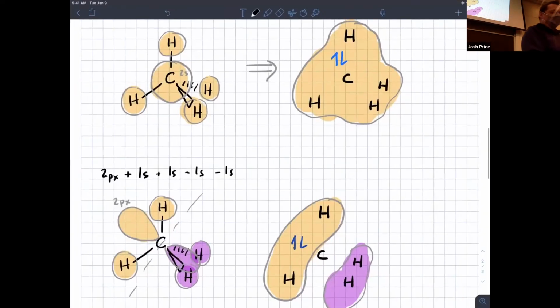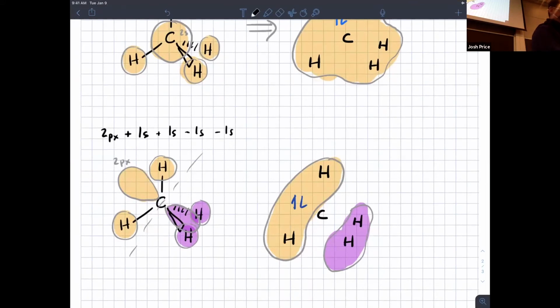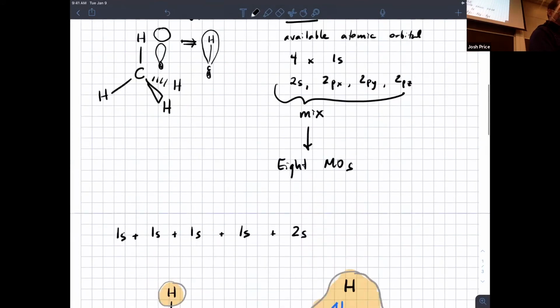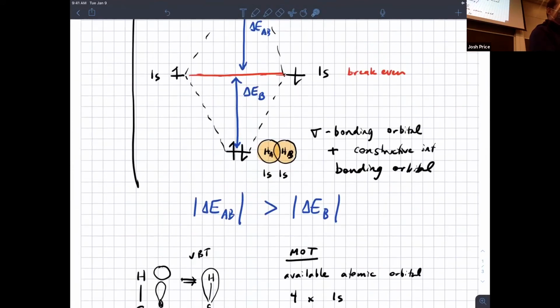Okay. When I say in phase, I mean you bring two wave functions together and add them. That's like bringing the 1s orbital to the 1s orbital and you add them. The out of phase is you subtract them.